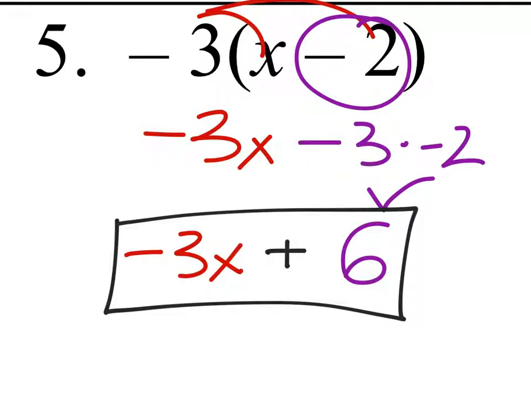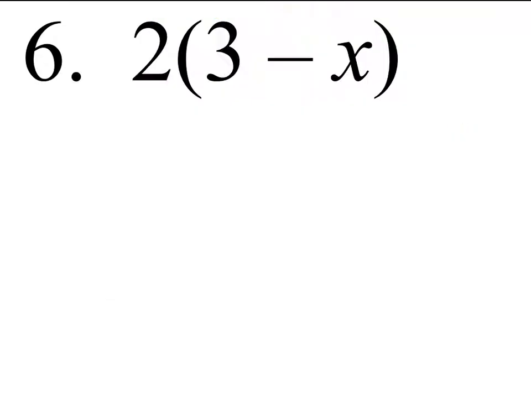I nailed it. So one way we could have looked at that as well is to take the opposite of the x, which would have been negative x, and then the opposite of minus 2 is plus 2 as well.